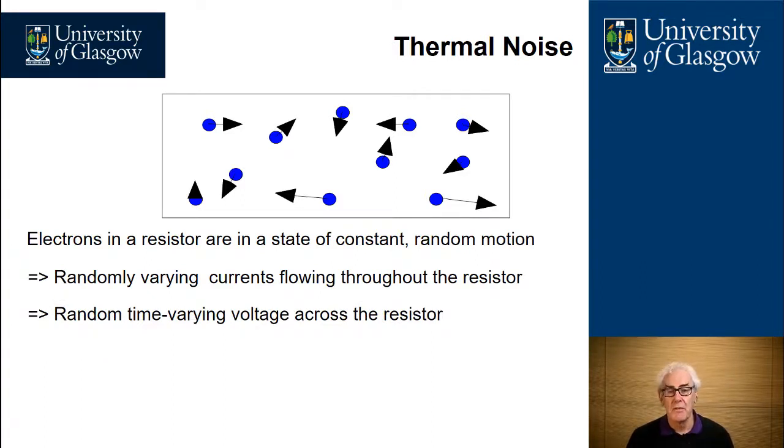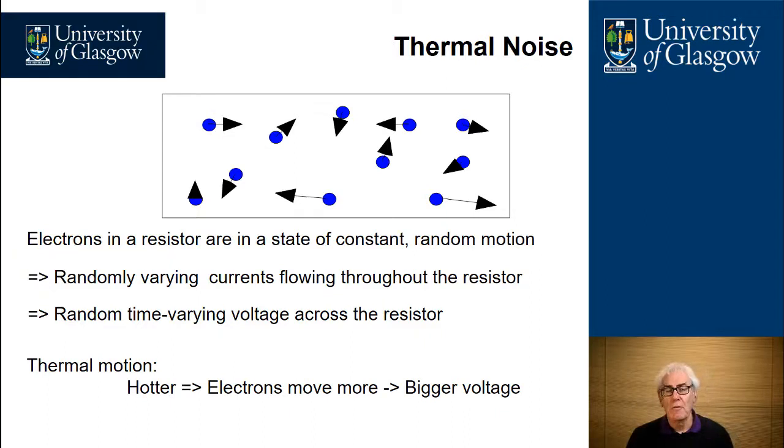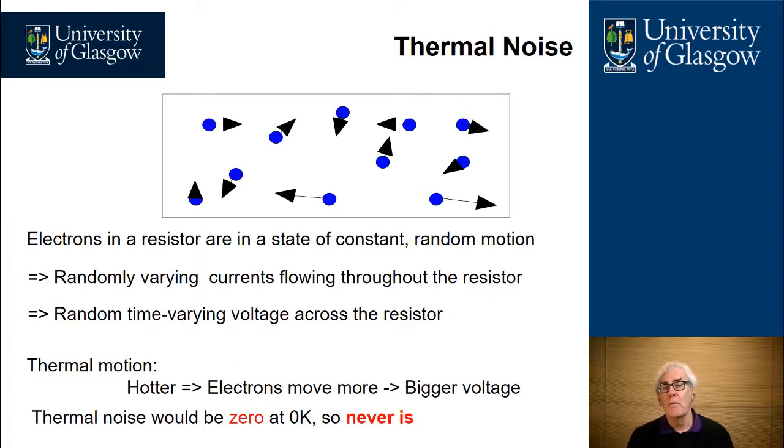As you heat the resistor up, the electrons get more and more excited, and they get hotter, and it generates a larger voltage. If you cooled that resistor down to zero, there would be no electron movement whatsoever, so there would be no noise. But we can never reach absolute zero, so there's always some noise associated with electron movement randomly around any substance or conductor.